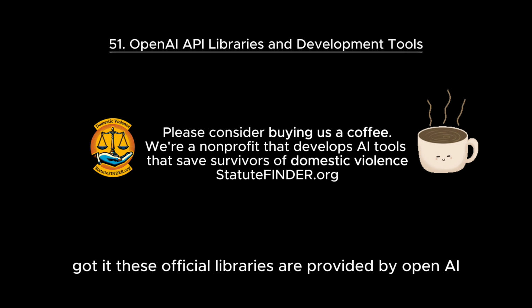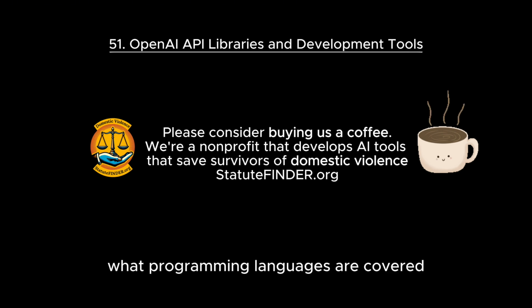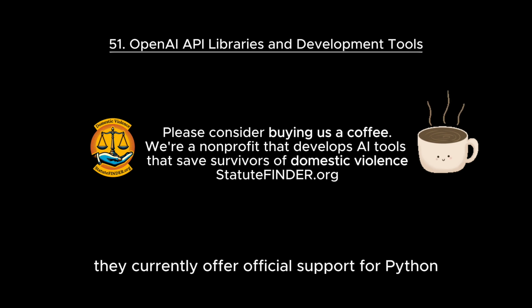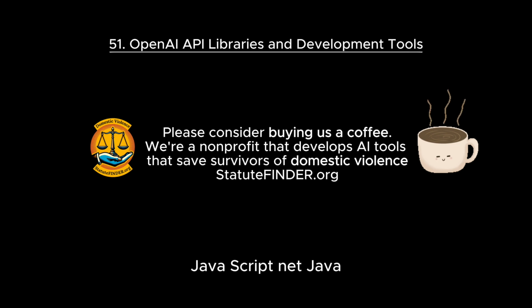Got it. These official libraries are provided by OpenAI themselves, right? What programming languages are covered? That's right. OpenAI develops and maintains these libraries. They currently offer official support for Python, JavaScript, .NET, Java, and Golang. Awesome. Our listener here is working with Python, so that's great news for them.